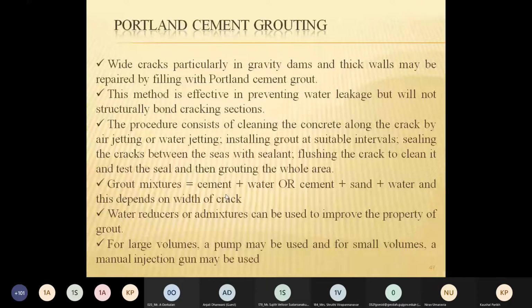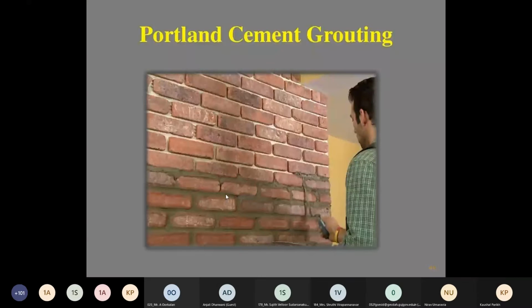The grout mixture is nothing but cement plus water, or cement plus sand plus water, and this depends on the width of the crack. Water reducers or admixtures can be used to improve the properties of the grout. For large volumes, a pump may be used, and for small volumes, a manual injection gun may be used. See the image of the figure, which clearly shows the grouting procedure.